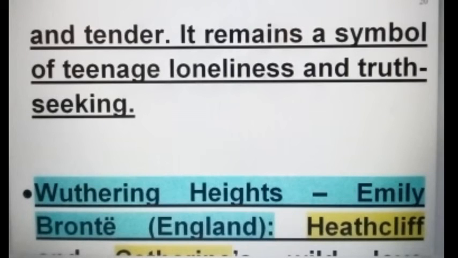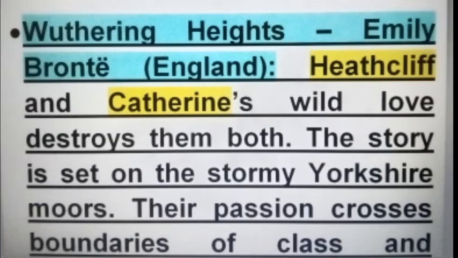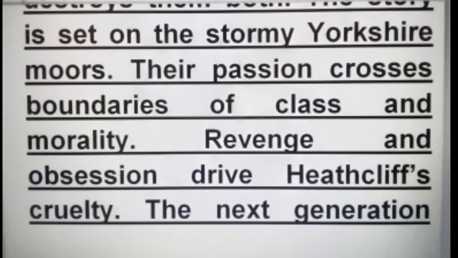The next work is from England. There is Emily Bronte's work, Wuthering Heights. Heathcliff and Catherine's wild love destroys them both. The story is set on the stormy Yorkshire moors. The passion crosses boundaries of class and morality.